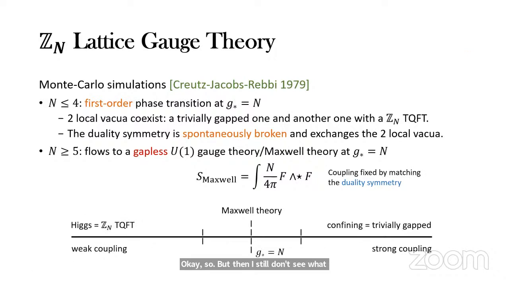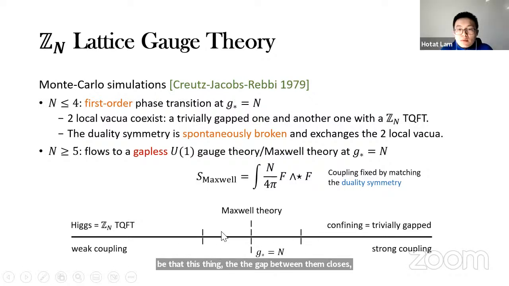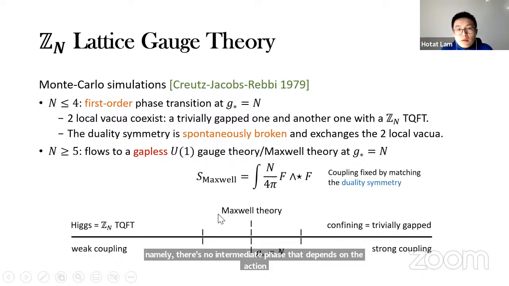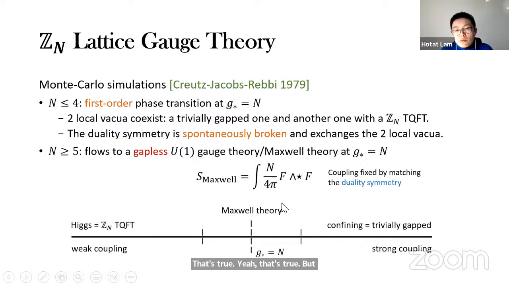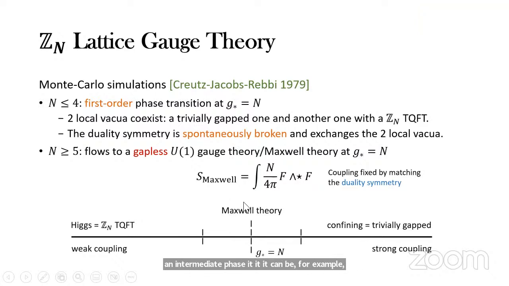It could be that the gap between them closes. Namely, there's no intermediate phase. That depends on the action. That's true. But do you agree that, purely in general, there's a possibility that there's an intermediate phase? It can be, for example, some self-dual TQFT. Well, it could be a first-order transition for all n. I'm almost sure that if you look in the space of coupling constants on the lattice, you will find it.